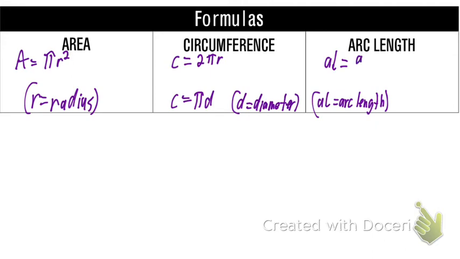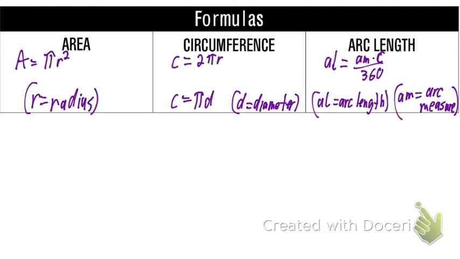AL is going to equal AM times C, capital C, over 360. AM is going to equal our arc measure, and C is the circumference, just like we saw before. So AL equals the arc measure times the circumference divided by 360. And we'll talk later about why that works.